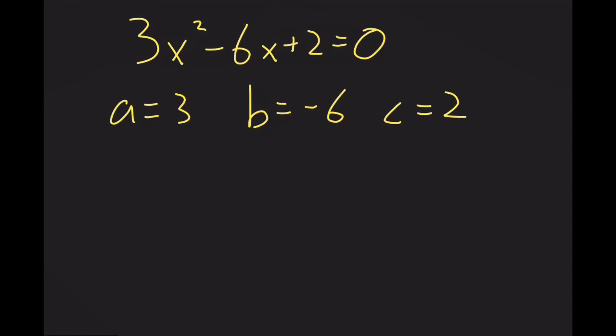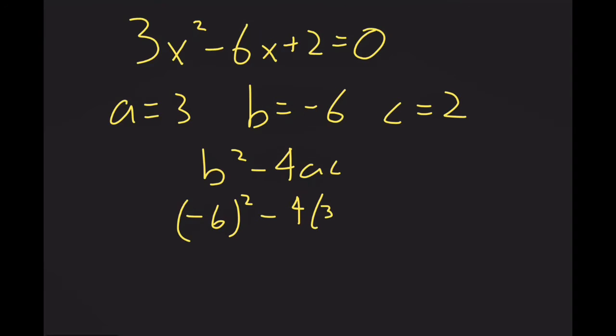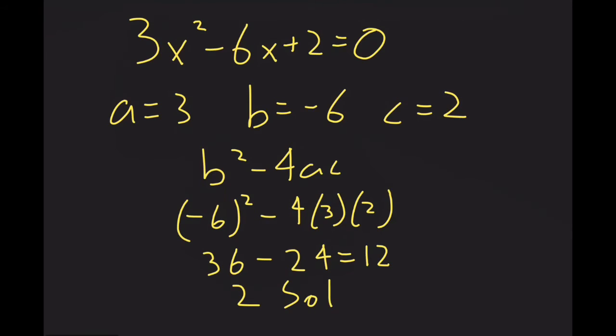So let's plug these numbers into the discriminant, b squared minus 4ac. So then it will be negative 6 squared minus 4 times 3 times 2. Negative 6 squared is 36, and 4 times 3 times 2 is 24. This equals 12. And since 12 is greater than 0, there are two solutions in this equation.